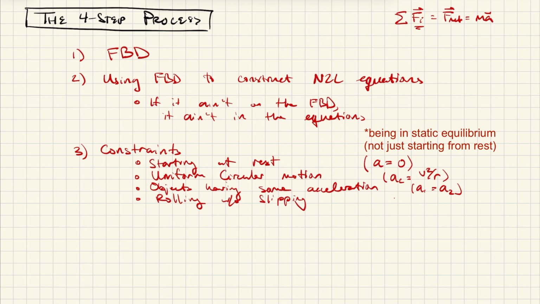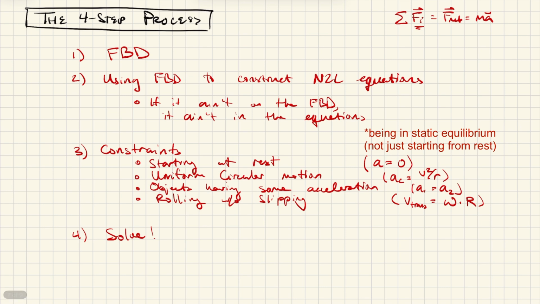And rolling without slipping can be expressed as the idea that the velocity of the center of mass, or the translational velocity, is exactly equal to the rotational velocity times the radius of the object that's rolling, right? So constraints are ways that we can relate two variables that we, for some reason, know when we look at the problem. Once we have all of these things, you should be able to solve for whatever you're looking for, if you've done all these steps correctly.